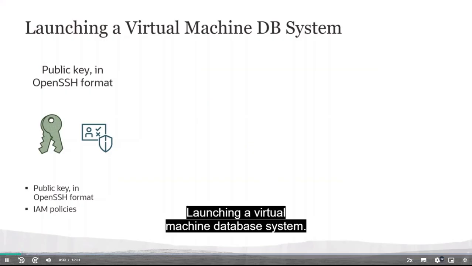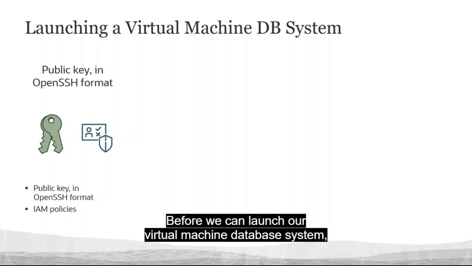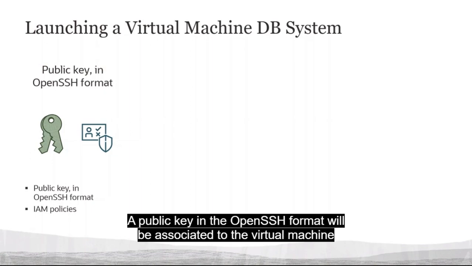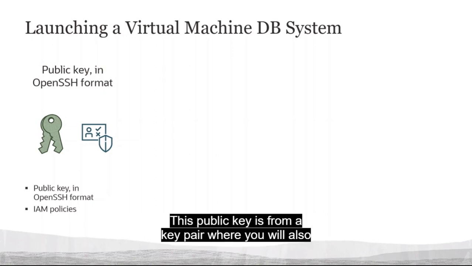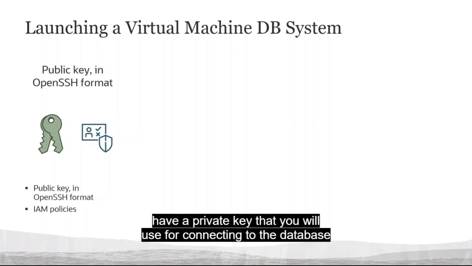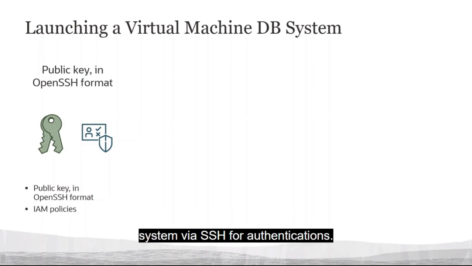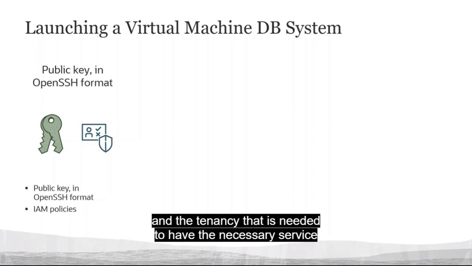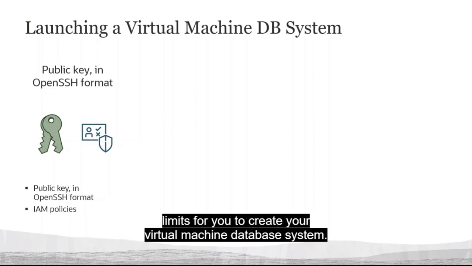Launching a virtual machine database system. Before we can launch our virtual machine database system, we will need the following items in place. A public key in the OpenSSH format will be associated with the virtual machine database system at creation time. This public key is from a key pair where you will also have a private key that you will use for connecting to the database system via SSH for authentication. Appropriate identity access management policies are also required, and a tenancy is needed that has the necessary service limits for you to create your virtual machine database system.